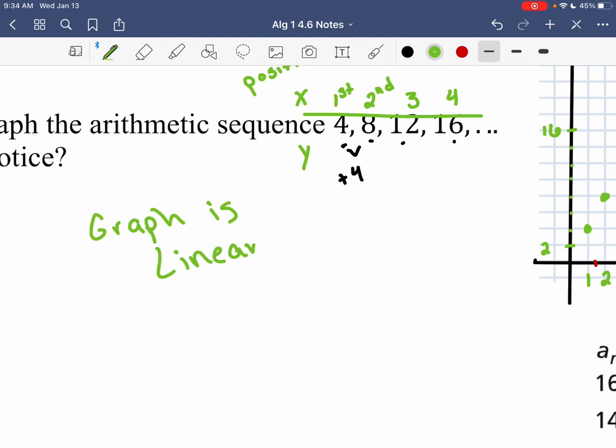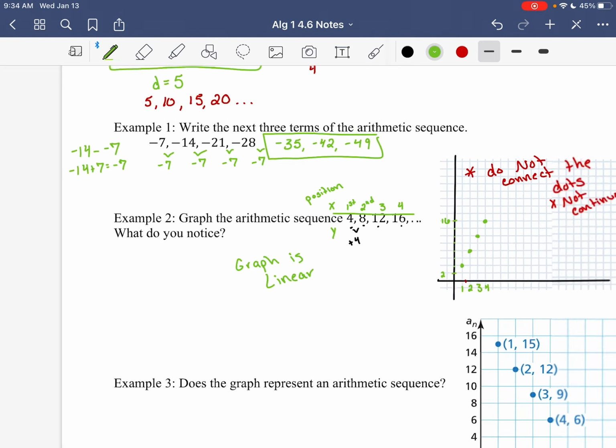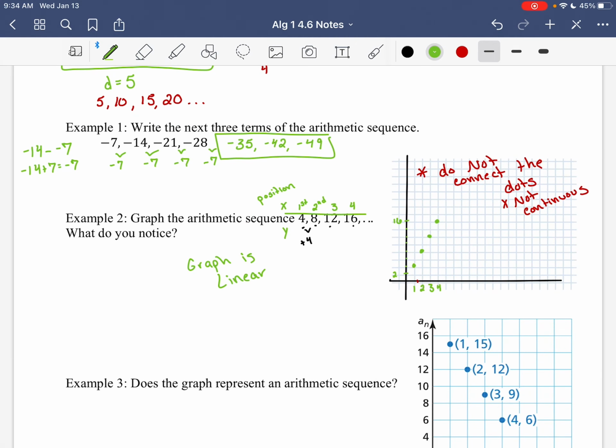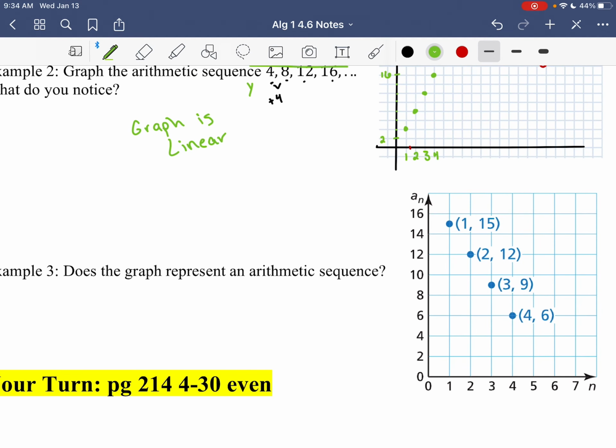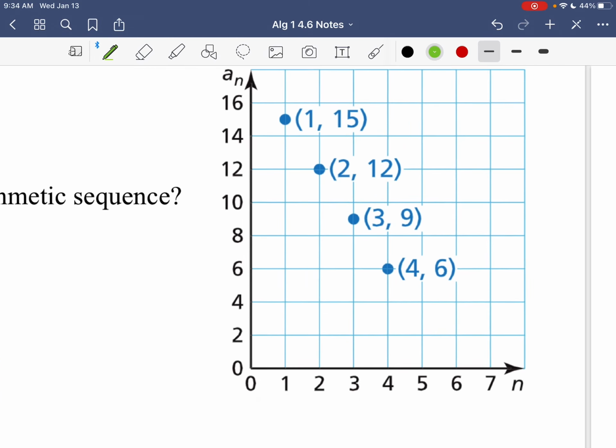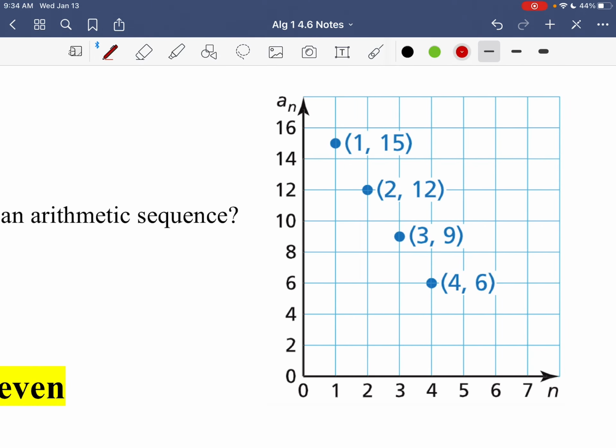So we can apply all of our previous linear knowledge from the previous parts of this chapter to arithmetic sequences. Again, we don't connect the dots and draw the lines, but we can use it to help us write equations and graph them, and so forth. So we can use that information to determine whether a graph represents an arithmetic sequence. Here, we notice these all graph a nice line. If I was to connect the dots, they all graph a nice line.